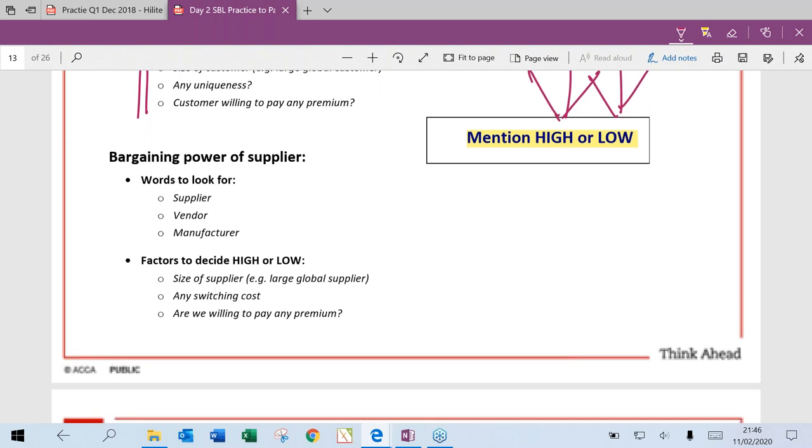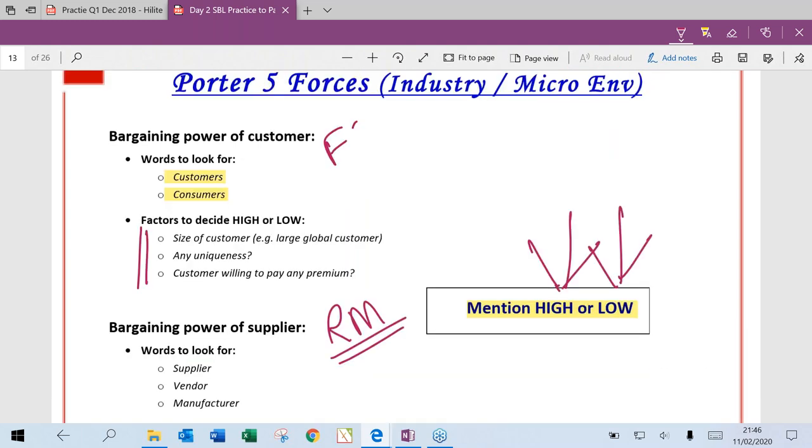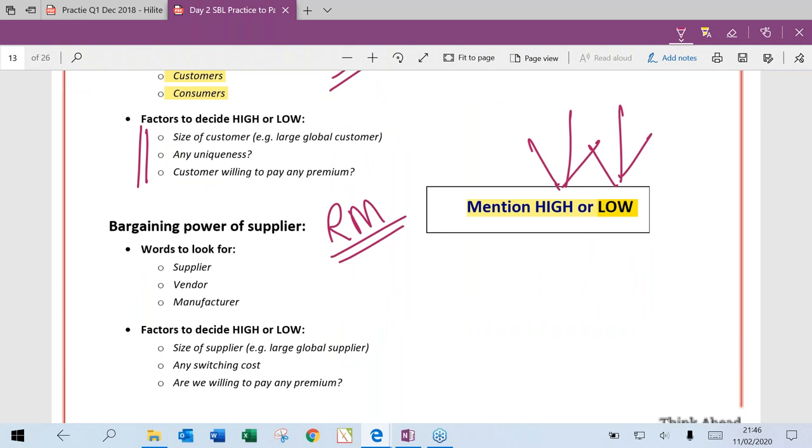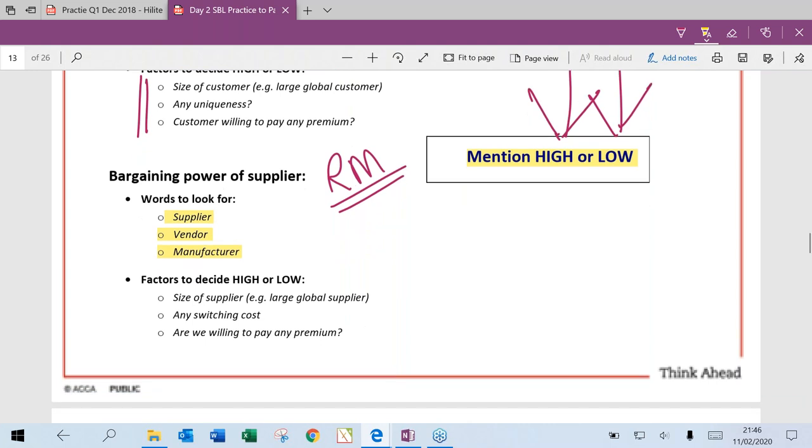Bargaining power of supplier. Now this supplier basically means a supplier of our raw materials. When we talk about customers, we talk about finished goods, the things we sell to customers. And when we talk about suppliers, we talk about our purchases of raw materials. How do you identify? You look for words like suppliers, vendors or manufacturers. Whenever you see these words in the case study, you need to highlight them, and it will be covered under power of supplier.